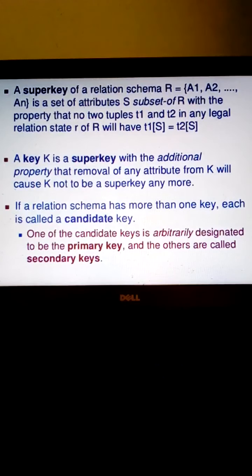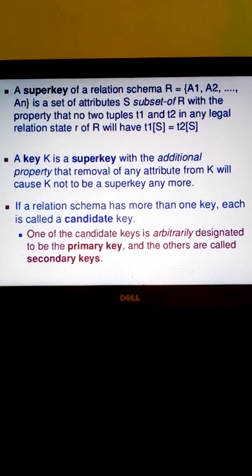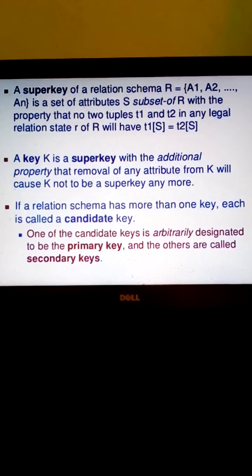Now, what is a key? A key is also a super key with the additional property that removal of any attribute from the key will cause the key not to be a super key anymore. Means if we remove any part of the key, that key will no longer be a super key. A key can be a combination of values, so if we remove any one of the values, it will lose its super key property.